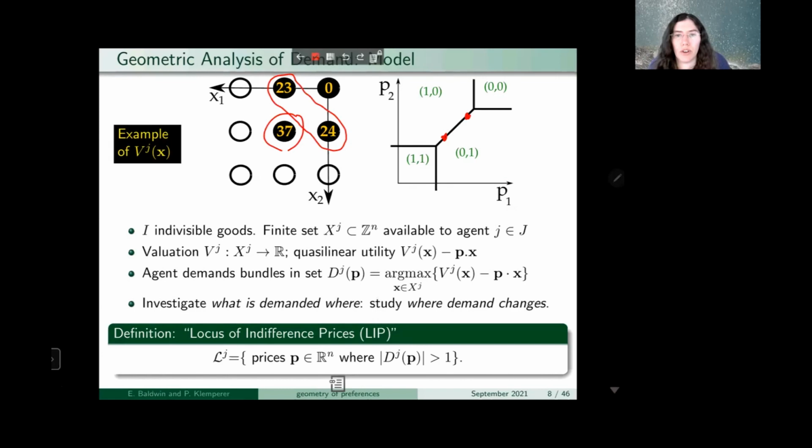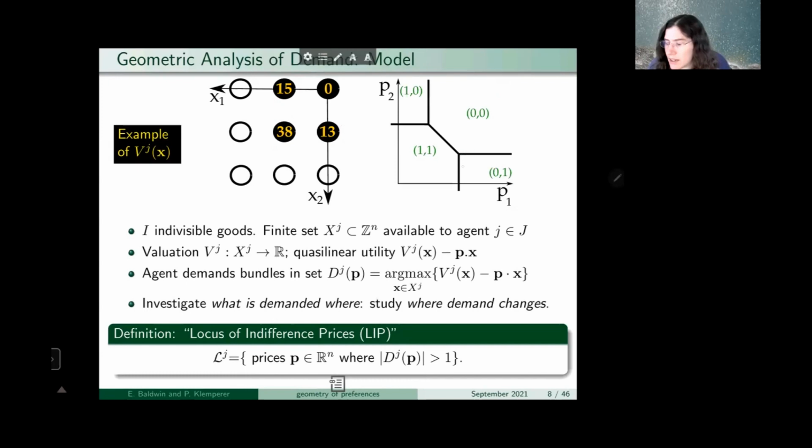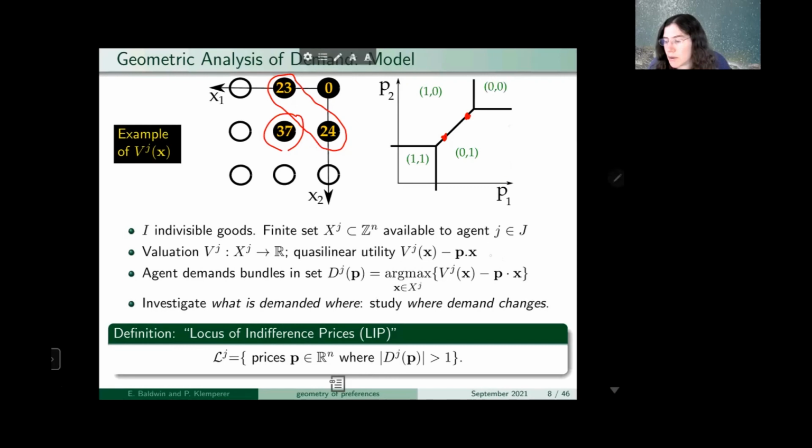And so the goods are substitutes in that case. Whereas in this case, the value of one unit of each good is higher than the sum of the two units on their own. So in this case, the goods are complements. And that means that in this complementary case, there are prices between which the agent is indifferent between having nothing and getting a unit of both goods. Whereas when the goods were substitutes, there were prices at which the agent was indifferent between getting one good and getting the other good.